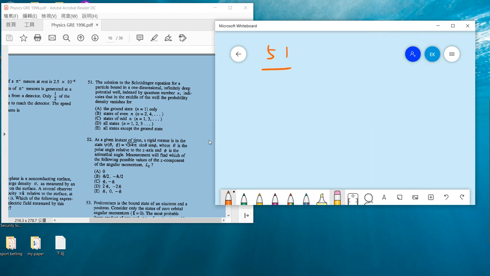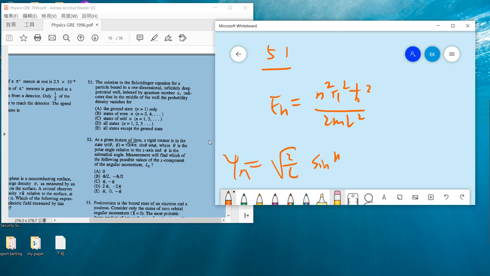Okay, question 51: the orbital for the Schrodinger equation for a particle in the box. I already said many times, you need to remember the particle in the box. Remember the energy and then remember the wave function. This is so important that you have a 100% chance that every time in a physics subject, you will be asked at least one question about the particle in the box. So just remember this formula, it is really important for you.